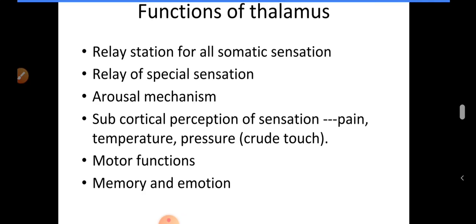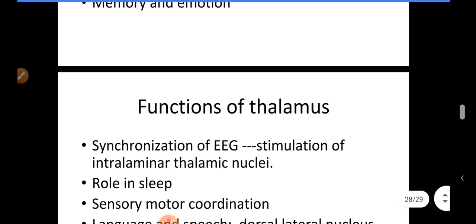The thalamus is also useful in reflex activity. All the sensory fibers relay in the thalamus, so it forms the center for many reflex activities. So, these are the functions of the thalamus.